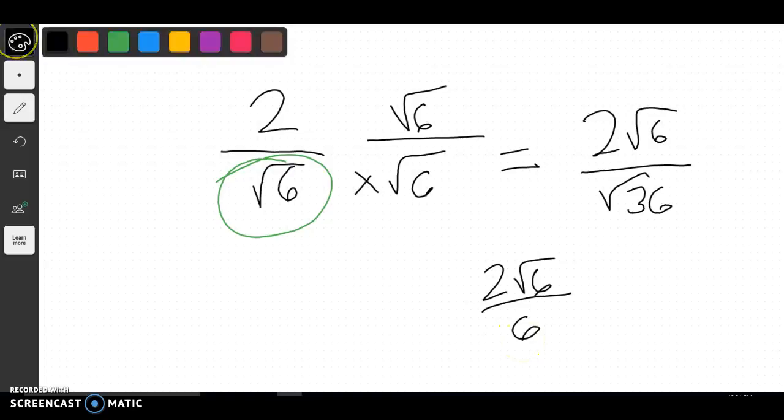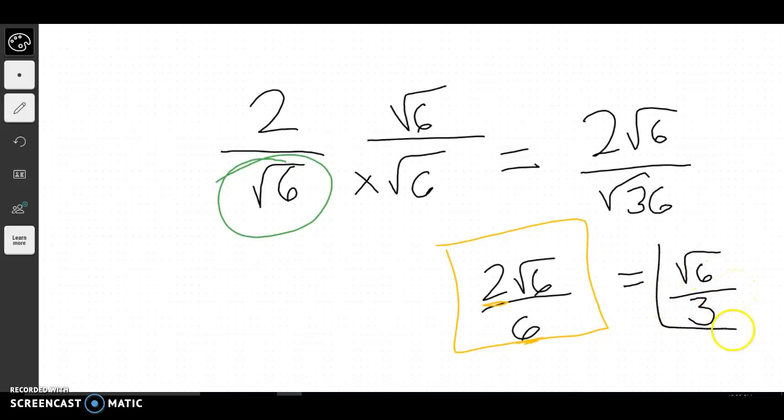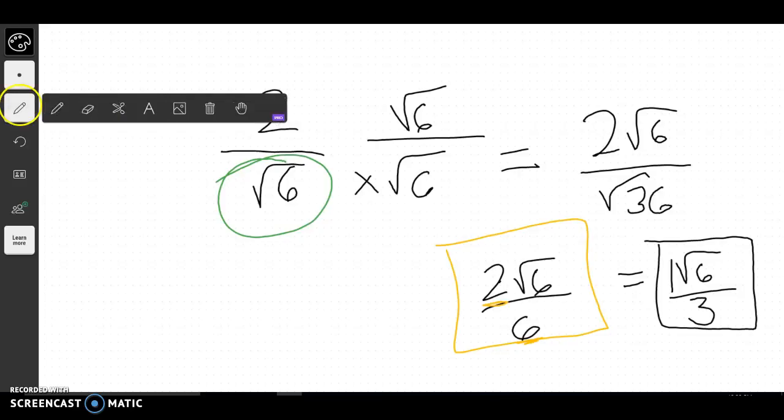Now, I'm not done at this stage, because when I look at this, I could reduce this fraction that I see over here and here. When I reduce that fraction, 2 and 6 can divide each other, and I'll get radical 6 over 3. And that would be my final answer. Another way you could write this is 1 over radical 3, because you divide 2 by 2 and 6 by 2 and get 1 over radical 3. Either way, that's an acceptable answer.